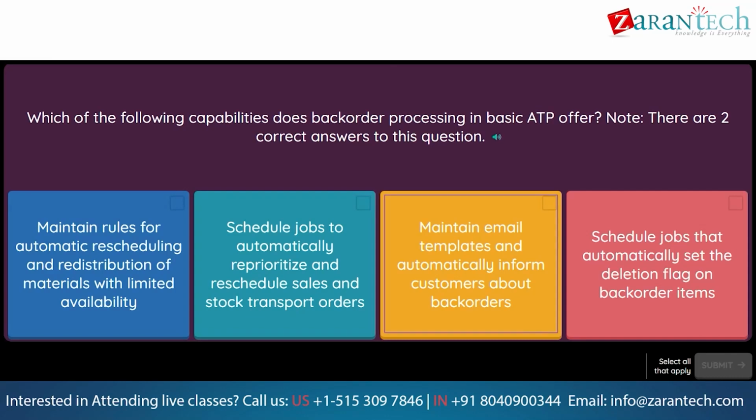Option 3, maintain email templates and automatically inform customers about back orders. Option 4, schedule jobs that automatically set the deletion flag on back order items.